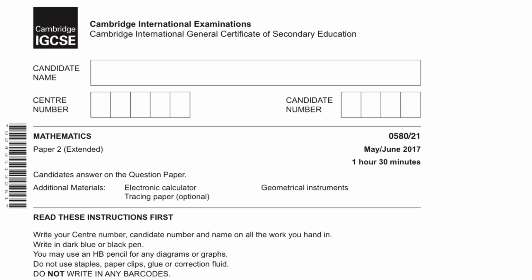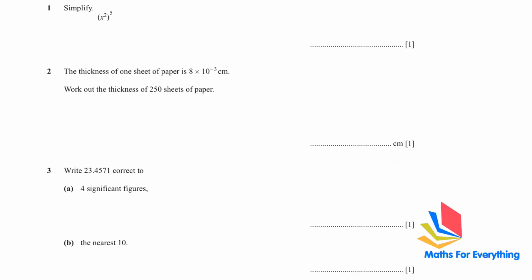In today's lesson, we are going to solve Cambridge IGCSE Mathematics Paper 2 Extended, Variant 2-1, May-June 2017. The first question, simplify. So this is an indice question. When you are solving for an indice, what is the rule that you are supposed to be knowing? If you have a power in the bracket and a power outside the bracket, you times the power. So the answer is x to the power of 10.